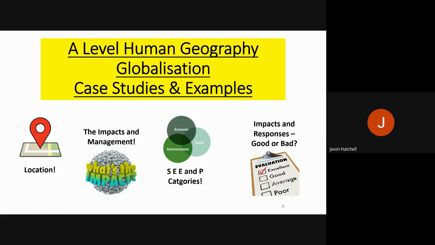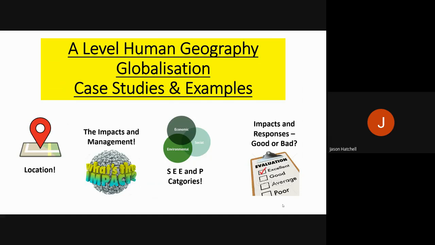So in A-level human geography, we've got obviously 4 topics, and the topic we're covering today is globalization. There are a number of case studies and examples that you can use as evidence to back up your arguments in your 12 and 20 mark questions particularly, but also in some of the 6 and 8 mark questions on your A-level as well.